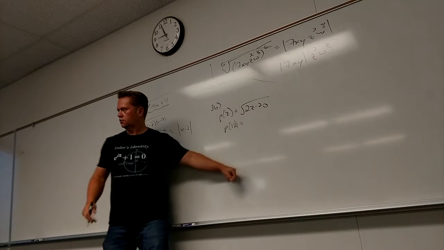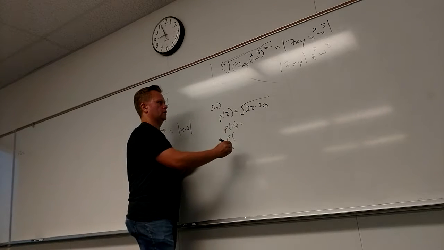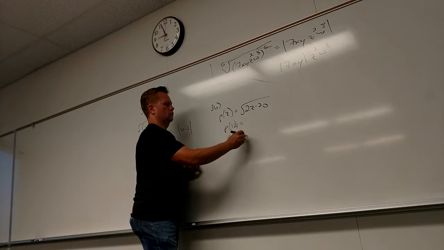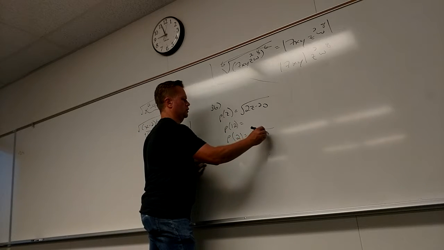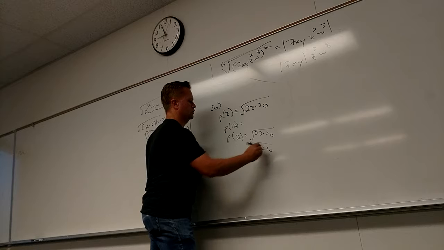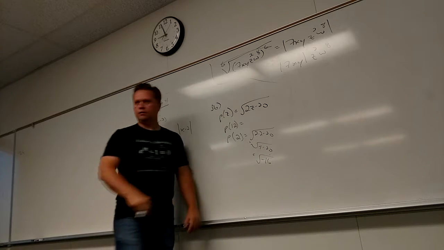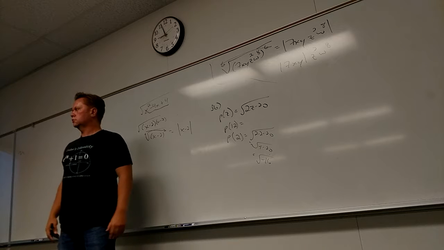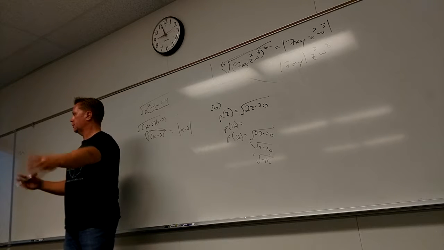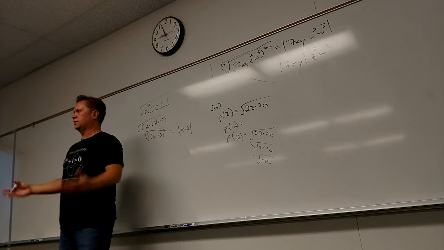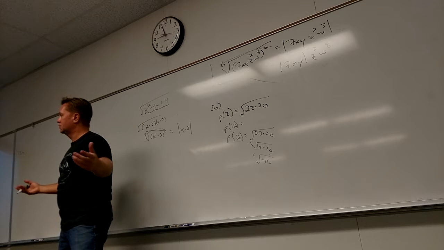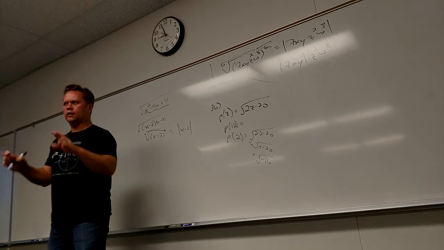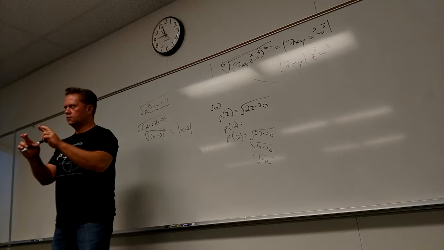So like P of, let's see, what's a good one? P of 2 would be square root of 2 times 2 minus 20, which is square root of 4 minus 20, which is square root of negative 16. Can you do that? Not yet. That's not real. So the answer might be not real for some of those, just like the answer might be undefined if you get something over 0. It's the same type of thing.